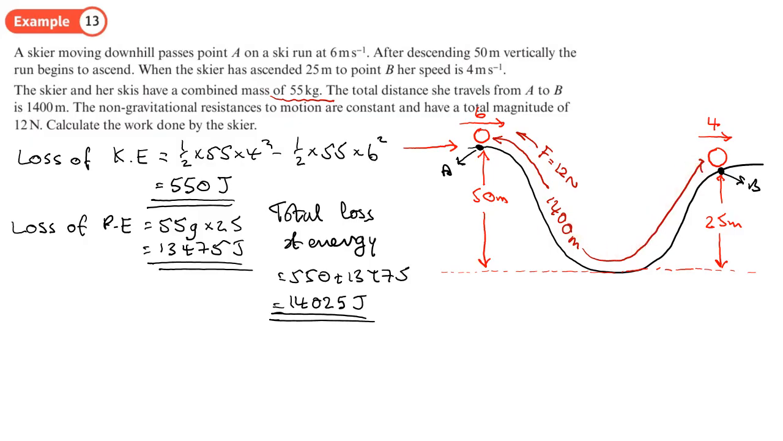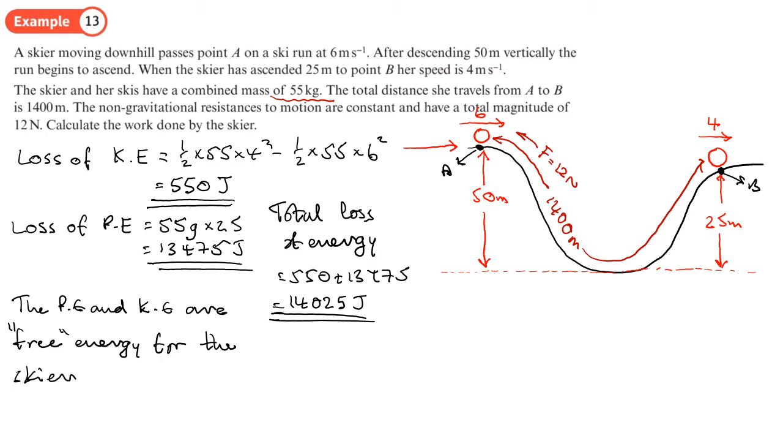Okay, so what I'm going to do now is just to write down that the PE and KE are, I'm going to put it in quotes, free energy for the skier. Free energy for the skier. Okay, but what they do need to work against is friction.